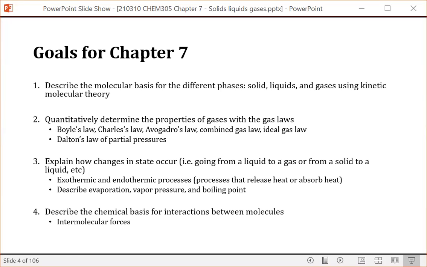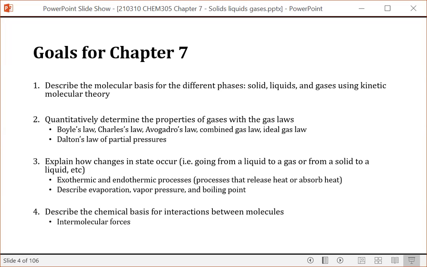We would like you to be able to quantitatively, so with numbers and calculations, determine the properties of gases using the gas laws. So we're going to cover Boyle's law, Charles's law, Avogadro's law, which is the one that's not explicitly stated in your textbook, but it's there because it relates to all the other ones. They just don't call it Avogadro's law, so we're going to properly name it and describe it.